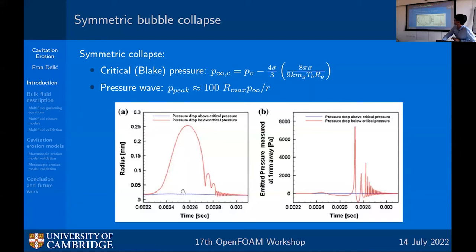This is a bubble which is being subjected to two pressures, one below and one above critical pressure. This is the expression to derive the critical pressure for a bubble with a certain surface tension, mass, polytropic gas constant, and temperature. Here we can see if pressure drops below the critical pressure, the radius of the bubble increases greatly and oscillates, resulting in high pressure waves. This is one of the mechanisms of induction of pressure waves, which can be roughly approximated to 100 times the maximum radius of the bubble times the pressure of the undisturbed field divided by the distance from the point at which we are measuring the pressure.